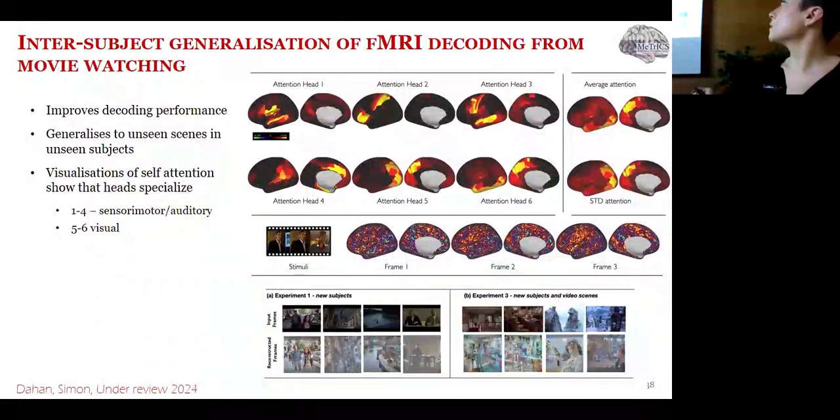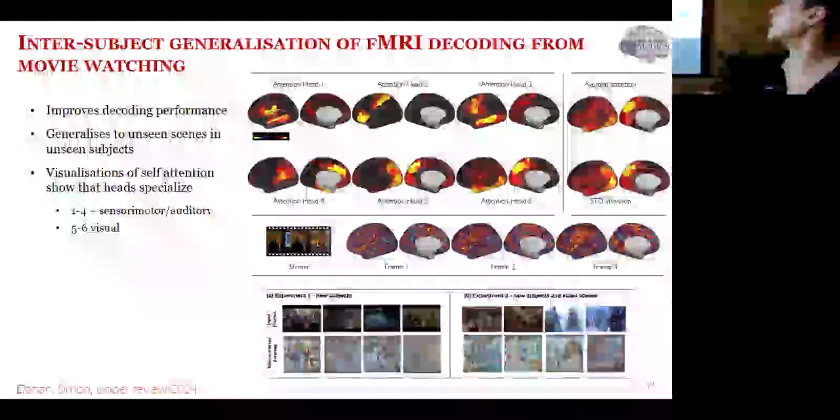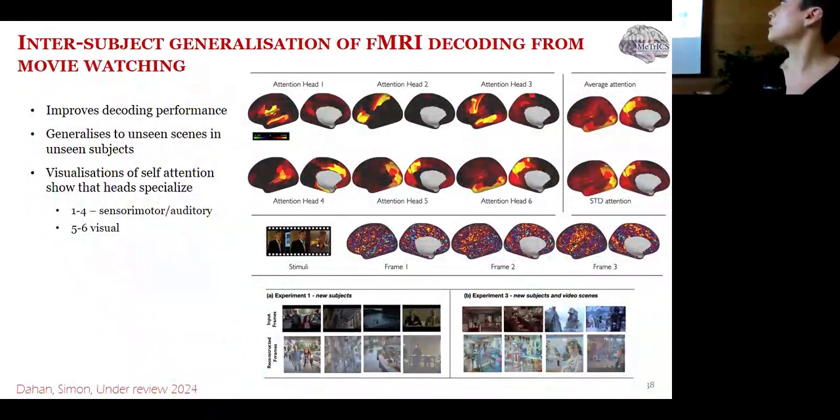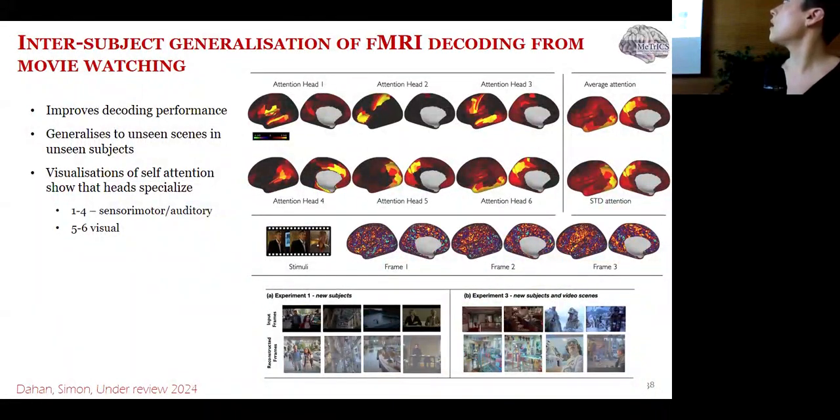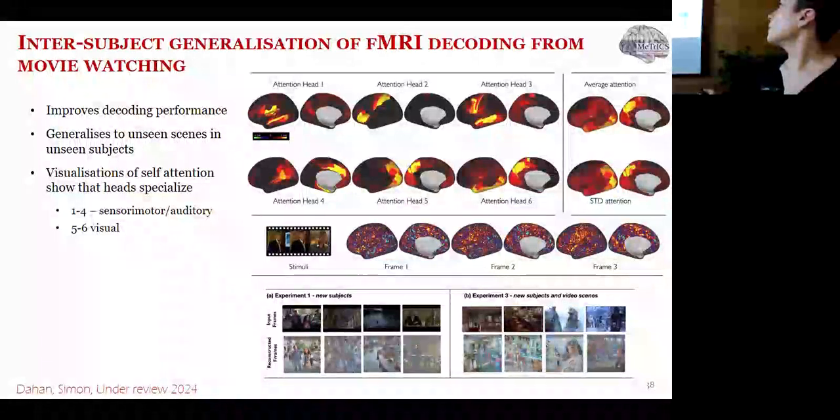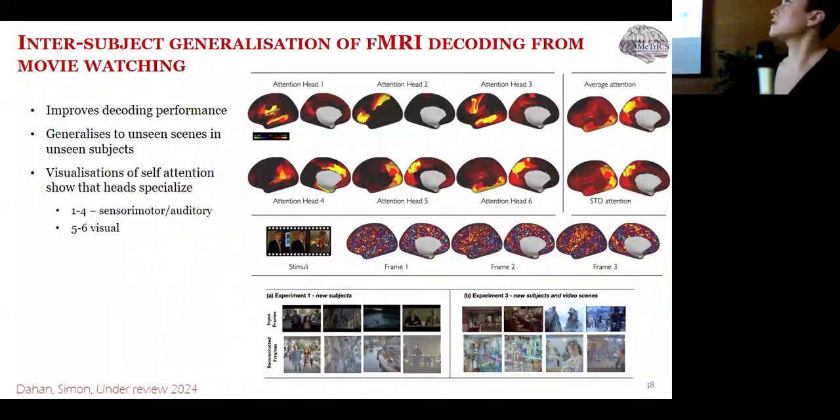The other thing that's useful putting this all together is that you can then look at the patterns of self-attention to see how the model is learning to encode this, and the patterns of the different heads of the transformer are encoding different functional networks from the brain. So the first to the fourth attention heads are looking at sensory motor and auditory networks. The fifth and sixth are looking at visual networks. And while this might seem not unusual for a movie watching task, for those tasks where the mechanisms are less apparent or less clear, it gives you some way of understanding what mechanisms are going on in the brain underneath.